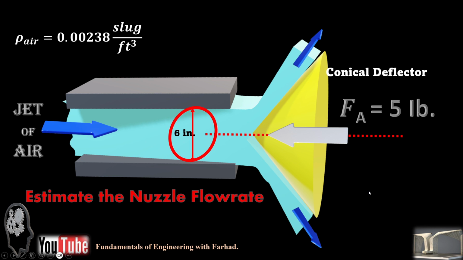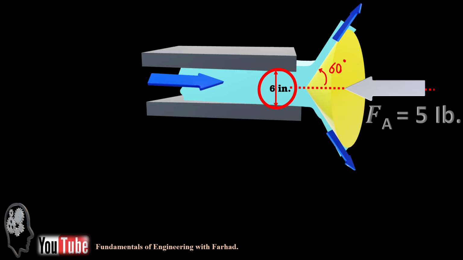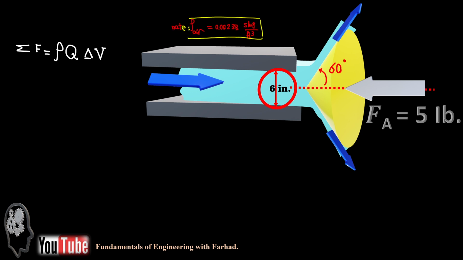If we have a rho of air in slug per feet cubed, which is equal to 0.00238, we want to estimate the nozzle flow rate. So in this problem, starting with a momentum equation, the summation of forces is equal to rho times Q times the difference in velocities, delta V. And again, we have the rho of air in slug per feet cubed.